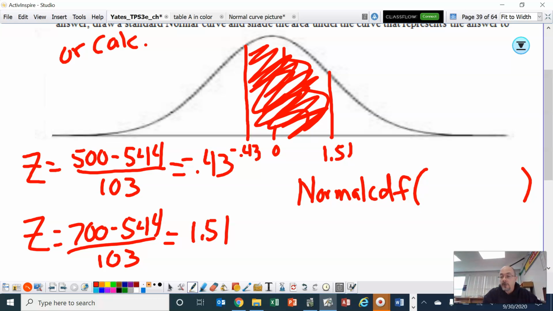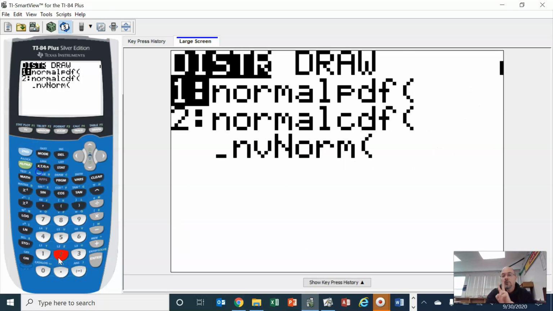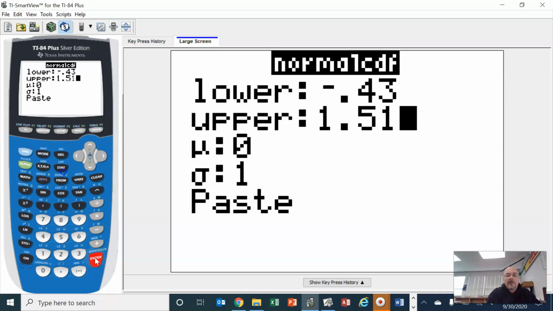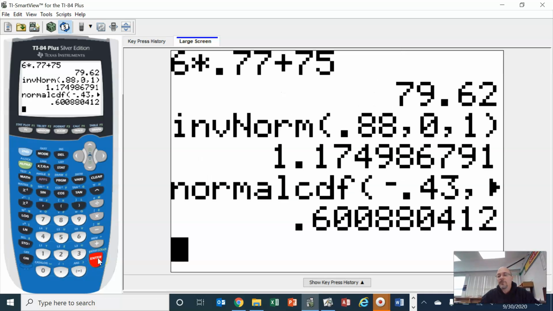So remember, we're going to go from negative 0.43 to 1.51. Second vars, number 2. Remember, we never use number 1. So the lower is the negative 0.43. The upper is the 1.51. Get used to using the calculator. Don't be stubborn and say I don't want to, because it won't be good for you.